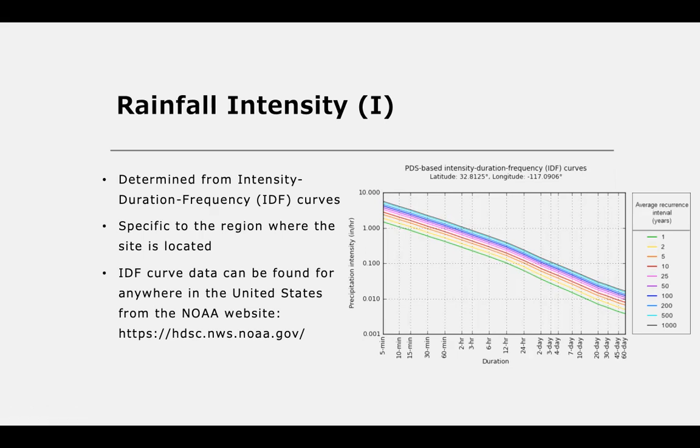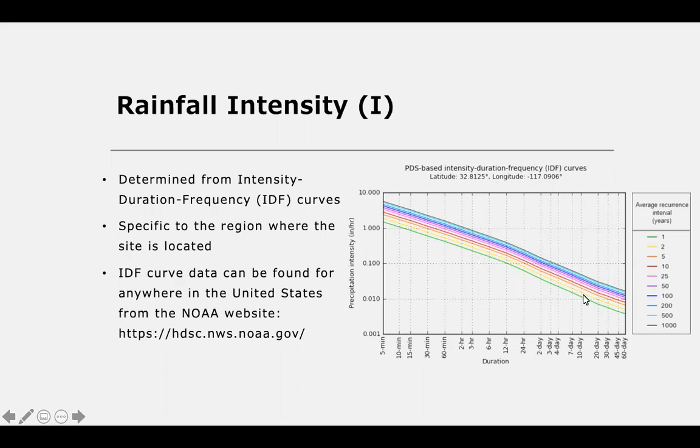On the y-axis here, you've got the precipitation intensity, how hard it's raining, in inches per hour. And on the x-axis here, you've got the duration of the rain event. So you can see that for short rain events, the intensity can be much higher, and the sustained intensity for longer rain events is much lower.